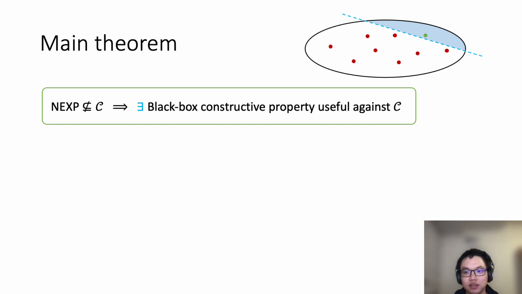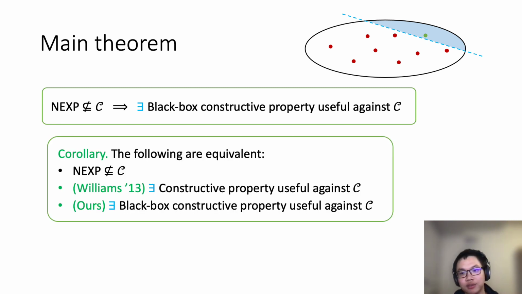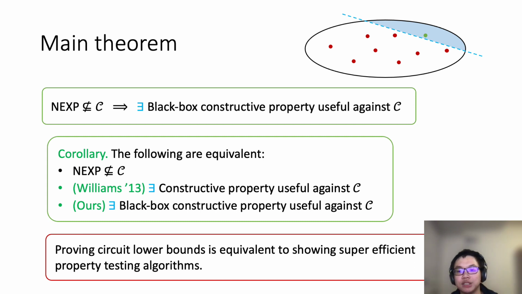Nx is not contained in C implies a black box constructive property useful against C. And combining with Williams' equivalence, all the following are equivalent. Nx is not contained in C, the existence of constructive property, and the existence of black box constructive property. This tells us that to prove circuit lower bounds, we will have to be able to show this sense of super efficient property testing algorithms for the circuit class. It also tells us that if we have a constructive property which is in time poly 2 to the n, we can generally bootstrap it into a poly n one.